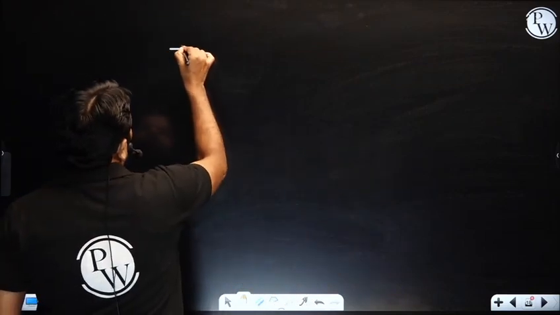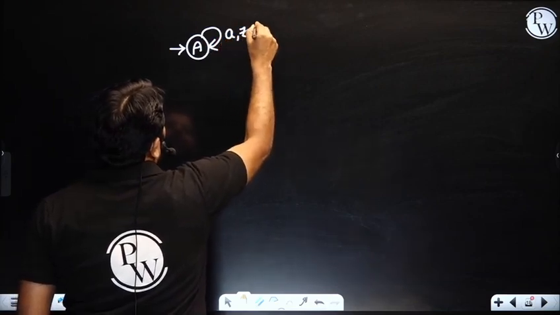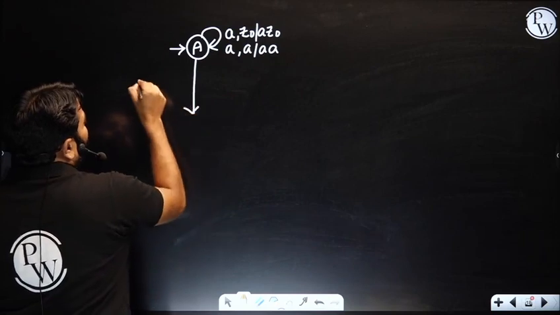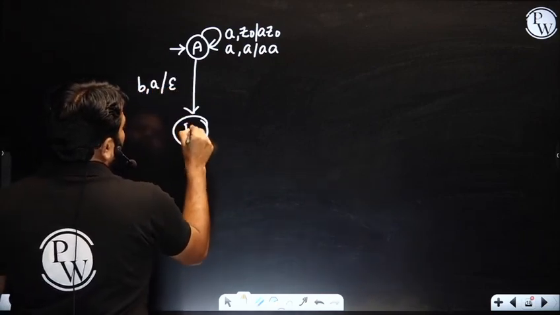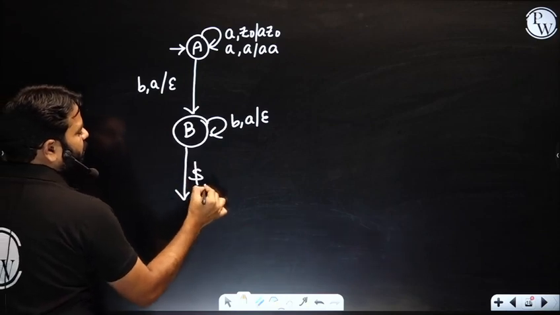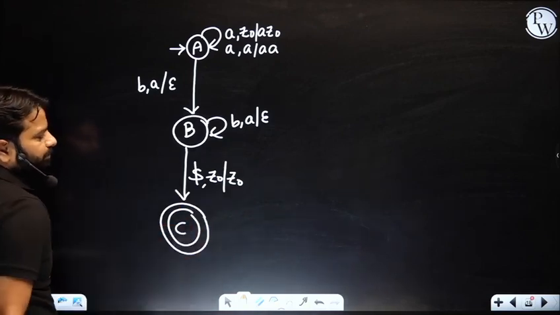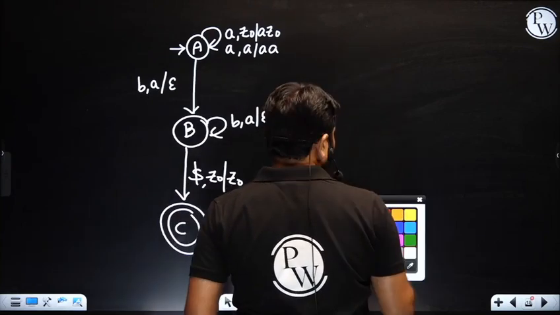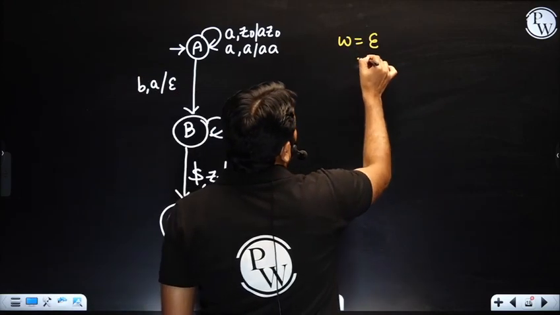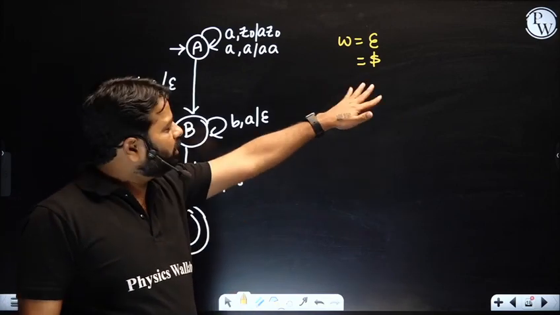Okay, I have a machine somebody designed for me. Let's say A comma Z naught, A Z naught; A comma A slash AA; and you have B comma A slash epsilon; and something like dollar Z naught, and you keep Z naught if you want, just going to final here. So somebody designed a machine for you, just see. And now, given a string, let me start. Some string is given to you, let's say epsilon. Epsilon means what? It's just dollar. Epsilon followed by dollar means dollar. The end of the input is dollar.